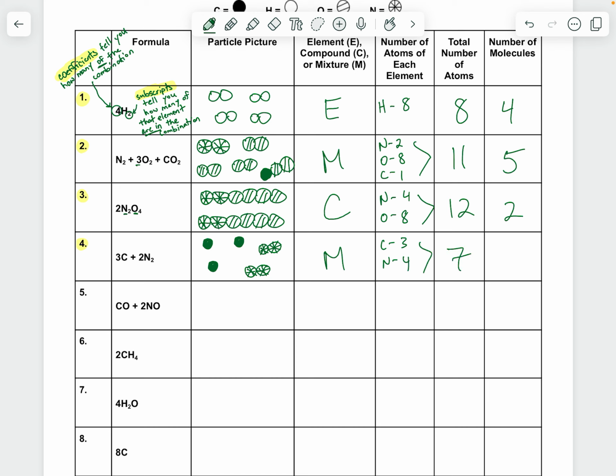And now when we get to molecules, I would say that there are only 2 because these carbon atoms are not connected to anything, right? When they are by themselves, they are atoms. When they are grouped together, they are molecules.